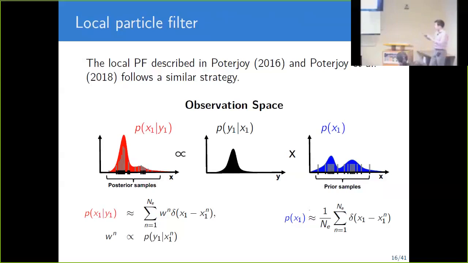So I'm going to go through the same process for this localized particle filter. For the observation space part, instead of doing that EnKF update which I showed, you're going to have a straight particle filter update. I have some prior representation of this PDF, which is given by a sum of delta functions. I'm going to do this multiplication to come up with my weights, and then the resampled particles from here are going to be my observation space update.